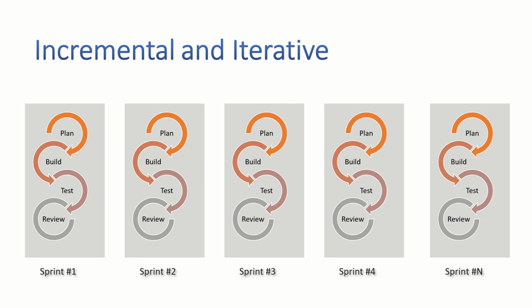And if you look at all the sprints which go up to n, there are iterative steps which are happening: plan, build, test, and review. So that is why this methodology is known as incremental and iterative. It gives increment in terms of new features being added in all the software releases or updates that are being sent to the end customer for their test and review. And it is iterative. All these four things are to be done in all the sprints. So hence it is called incremental and iterative.